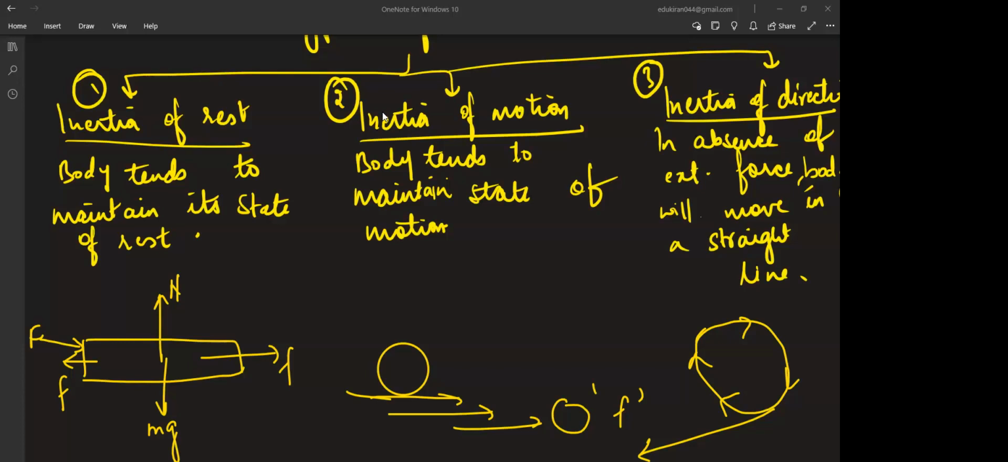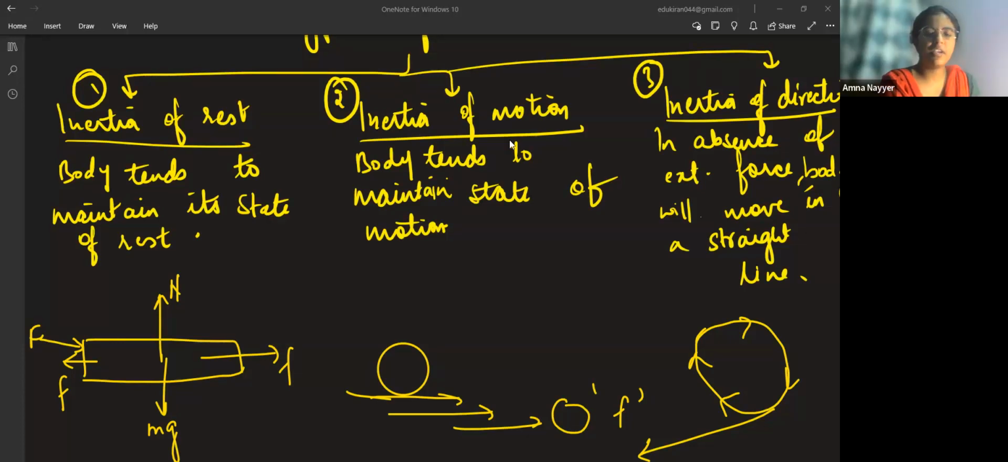Yes, ma'am. See, types of inertia we have done. Now, one concept related to it, that is momentum. Momentum is also a very basic topic, and momentum questions will be asked because the formula is very easy. The formula of momentum is very easy. Look here.